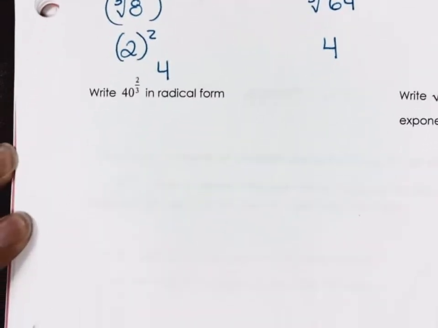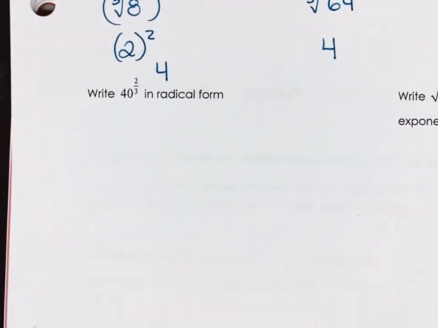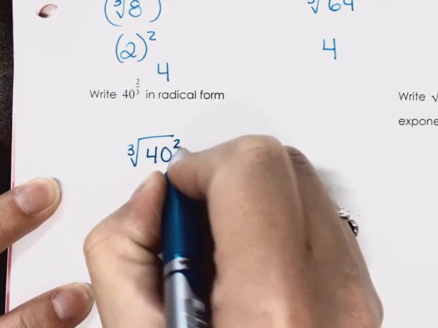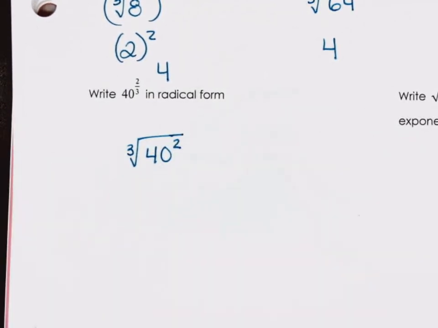Okay. Write 4 to the exponent 2/3 in radical form. Go.